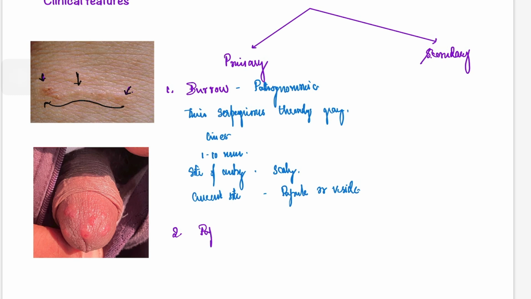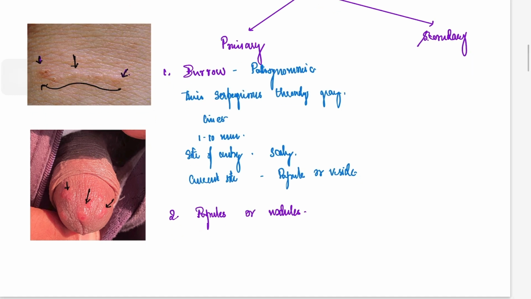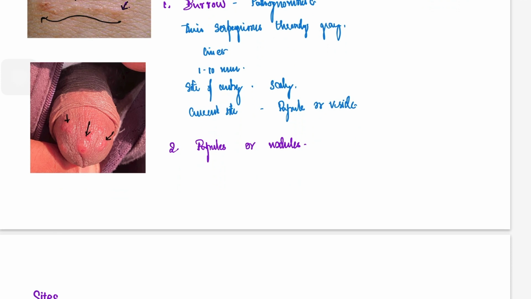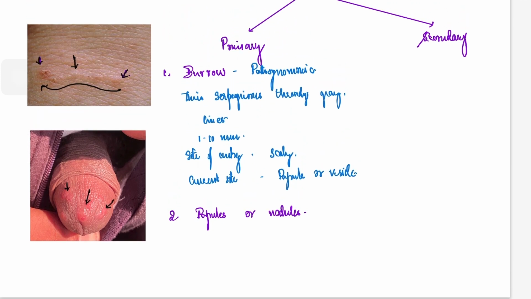The second primary lesion is papules or nodules. You can see there are multiple nodules in the penis, in the penile shaft and the glans penis, and you can see it also on the scrotum. This is because of a hypersensitivity reaction.